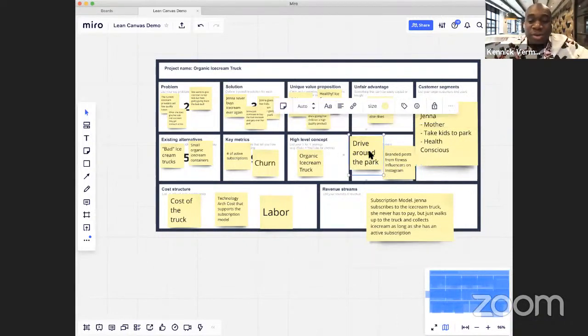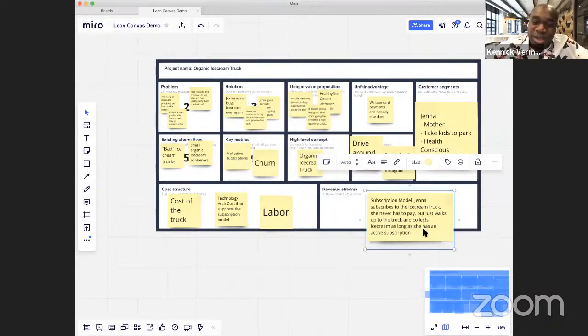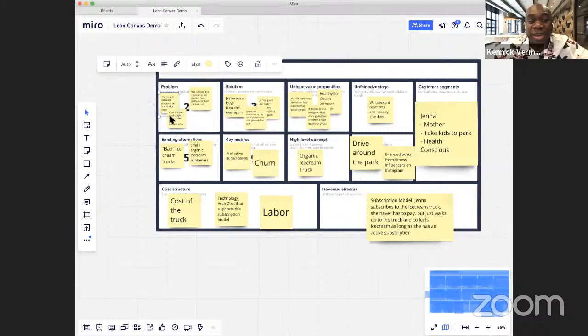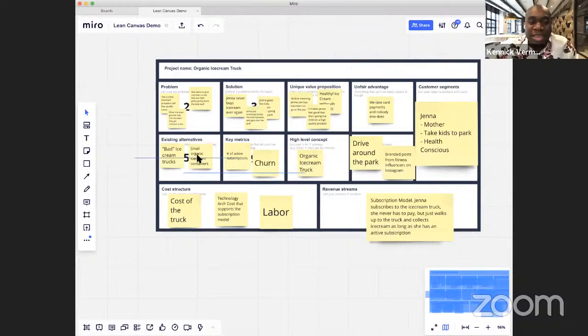The other thing is, if you drive around the park, you could definitely go to the park where she is with her kids and interact with her and ask her, hey, how do you feel about organic ice cream? How do you feel about these problems that we've identified? How do you feel about your current solutions that are on the market? Then you would also take the time to talk about the existing alternatives.